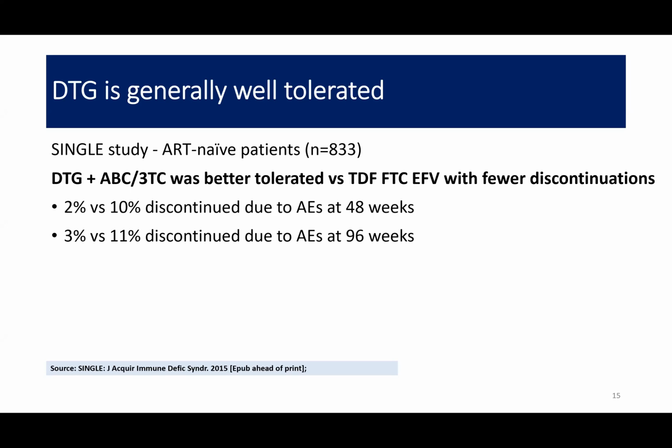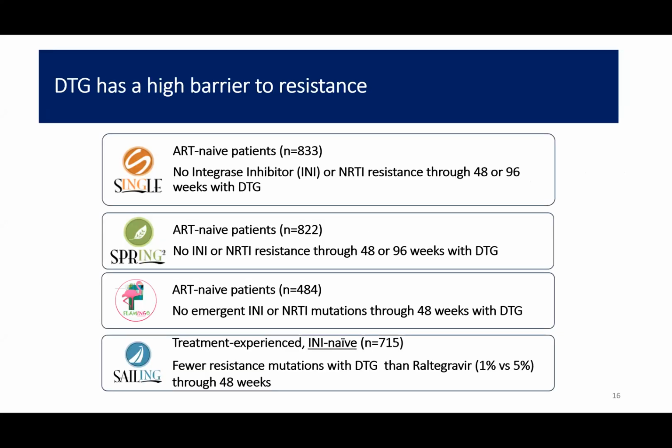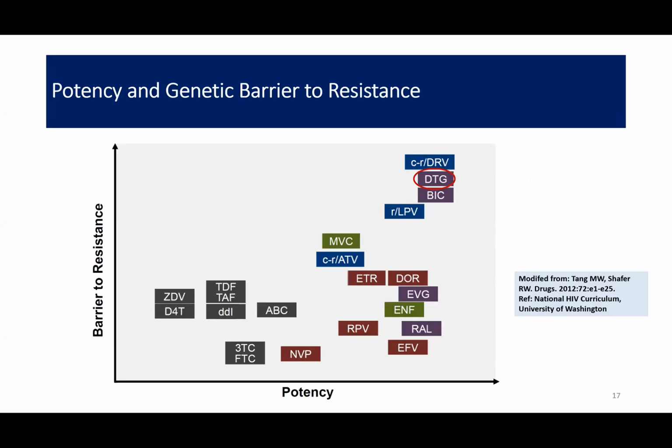At 96 weeks, this difference was 3 versus 11%. Next important benefit of using DTG is having higher barrier to resistance. Barrier to resistance means, in presence of a particular mutation, whether a particular drug or virus population becomes resistant to that particular drug or not, or how many mutations are required.